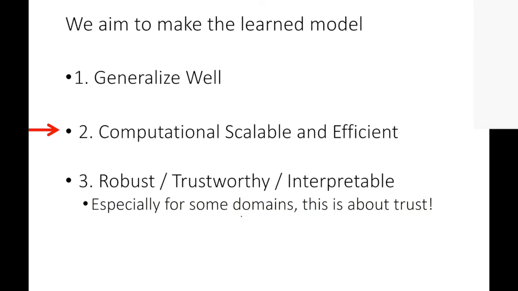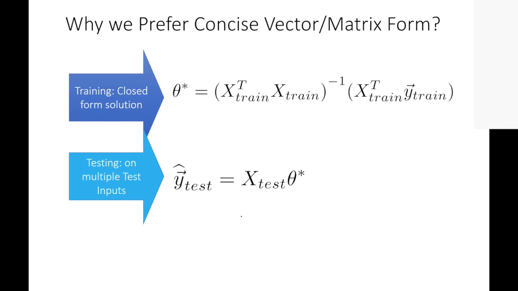And then the second property we want our model to have is that it can be computationally scalable. It can scale to a large amount of data, it should be efficient. And this is really my favorite topic. So let's take a look. What is the operation in the linear regression? Again, two modes: we have a training mode, we have a testing mode.